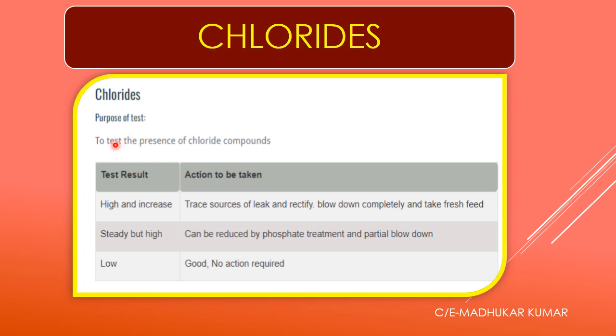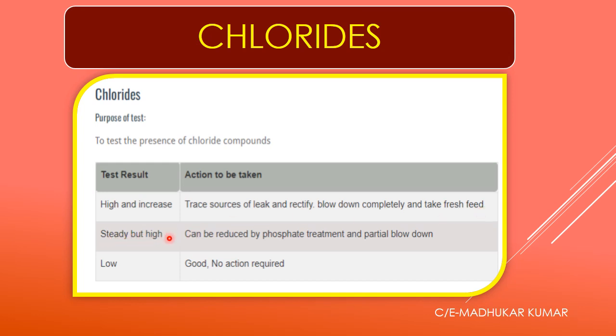What is the purpose of the chloride test? To test for the presence of chloride compounds. If it is high and increasing, trace the source of leak, that means seawater leakage, and to rectify, blow down completely and take fresh feed. Once this is done, all the chemical reserve is gone, and you have to add again from the initial.